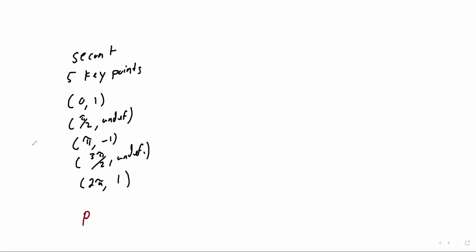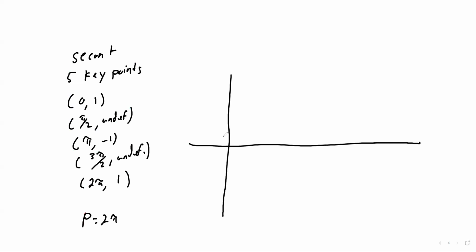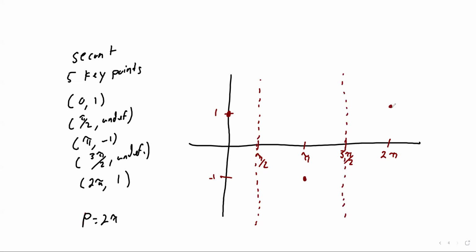Again, the period is still going to be 2 pi. So to give you an idea here as well, we have it at 1. We have it at pi halves. That's undefined right here. Pi is at -1. 3 pi halves, undefined. And then 2 pi is at 1.